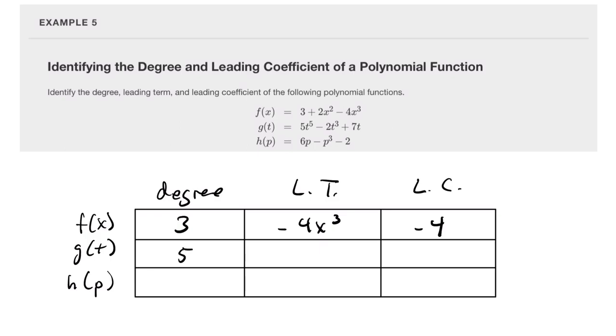For g, the highest power is the 5. So that means it's a degree 5. The leading term is 5t to the 5th power, and the leading coefficient is 5. For h, the highest power is the 3. So that means our leading term is this negative p to the third, and the leading coefficient is negative 1.